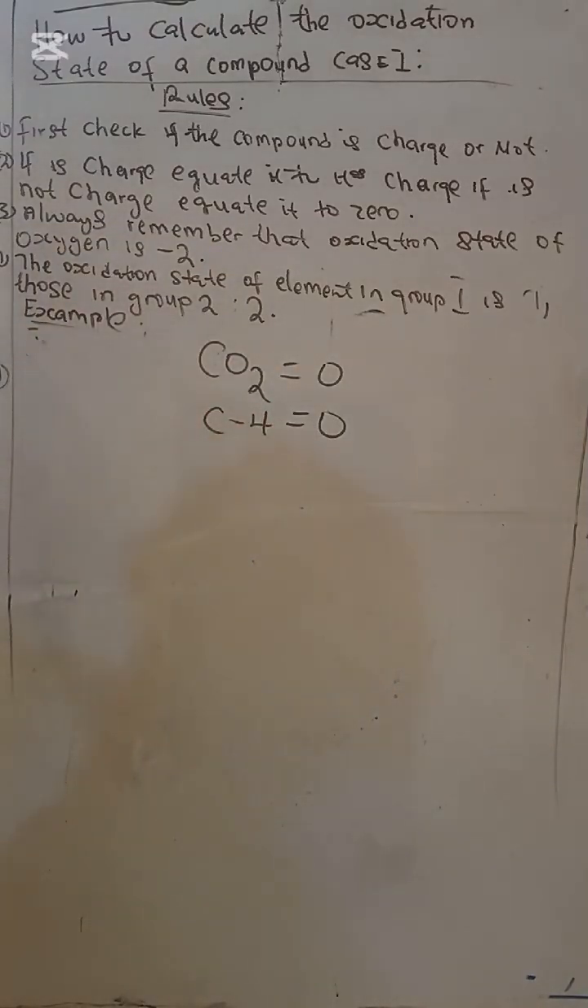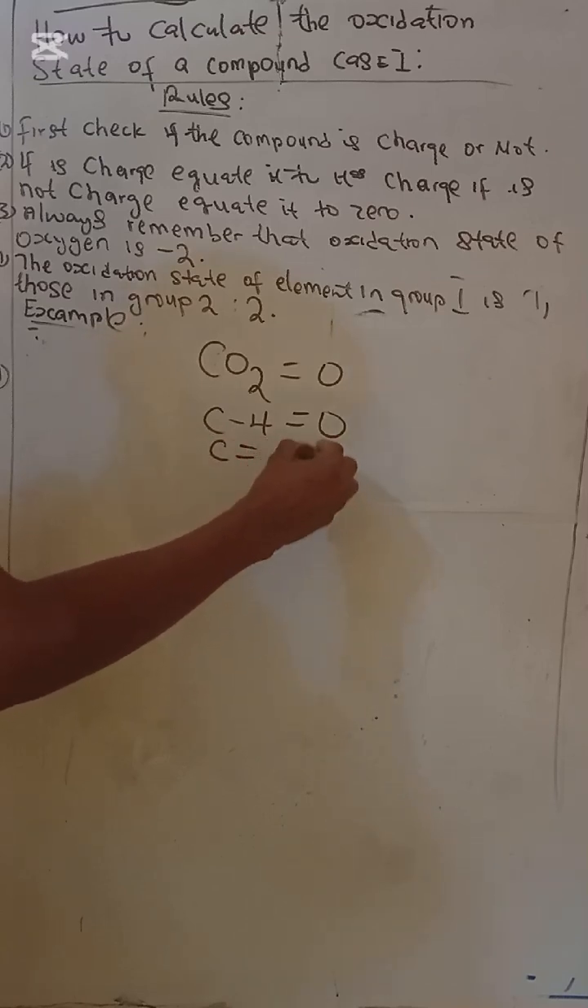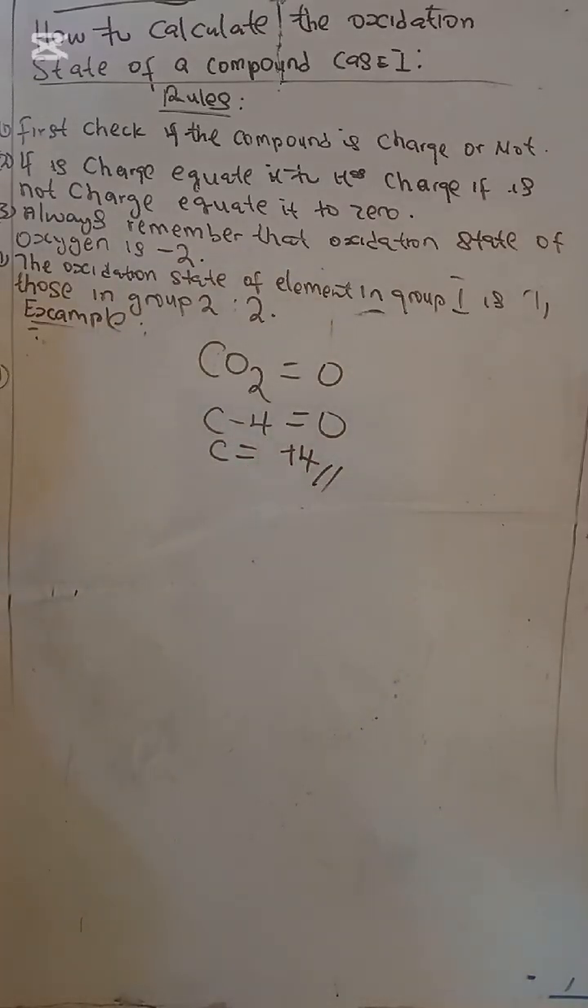So what we now do is make C the subject of the formula. When -4 crosses the equal sign, you will now have that C is equal to plus 4. That simply means that the oxidation state of carbon here is 4, and that's why we call it carbon 4 oxide.